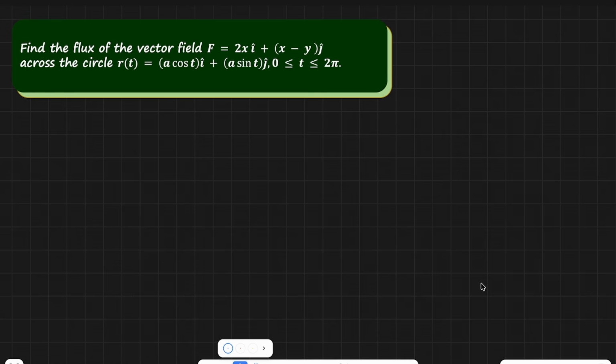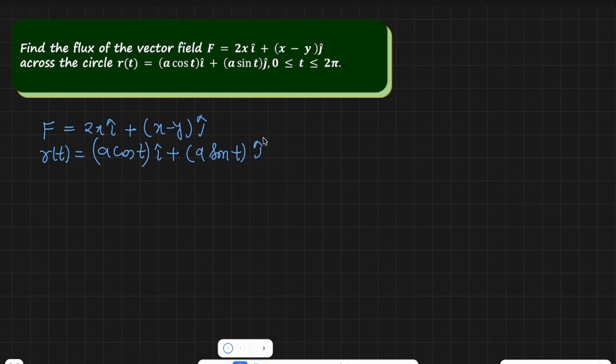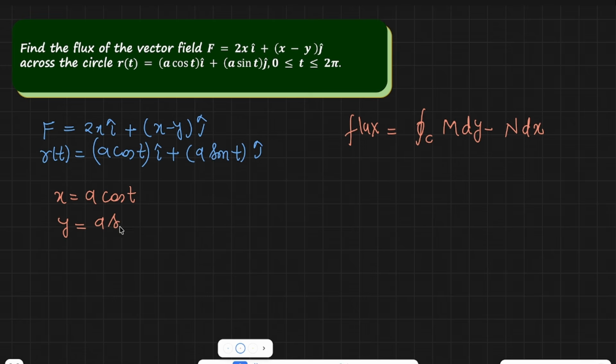So how to solve this question? Find the flux of the vector F equals 2x i cap plus x minus y j cap, and r is given here, r equals a cos of t i cap, again it is given in parametric form, plus a sine of t j cap. Okay, and t is given from 0 to 2 pi. So what is the formula? The flux is equal to the closed integral of m dy minus n dx. What is your x from here? x is a cos of t, y is equal to a sine of t.